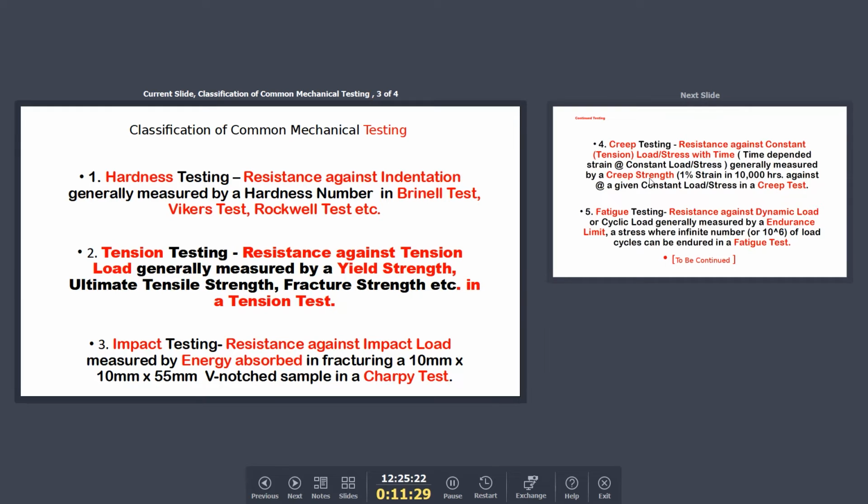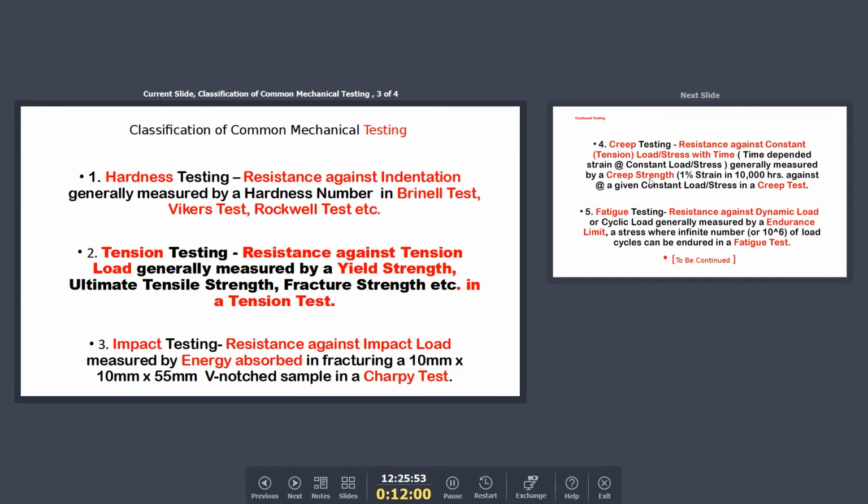So a man, when he uses the steel, should be aware that even at a low temperature or a sub-zero temperature, in the icy condition, the steel can be used. And that is measured by fracturing a 10 by 10 by 55 mm V-notch sample.